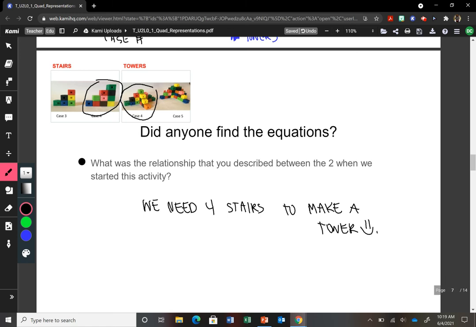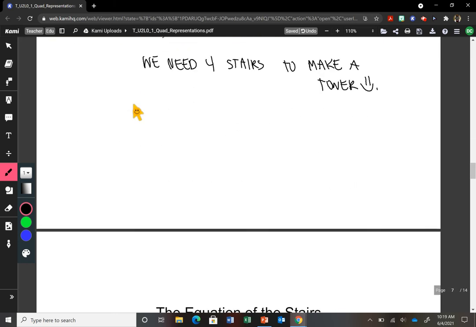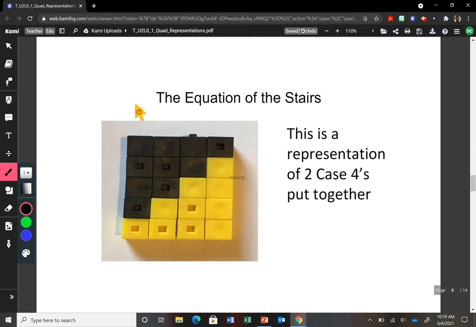All right, great job. Let's come up with the equation for the stairs, and that's going to help us come up with the equation for our towers. So we're going to look at this. This is 2 towers put together. This is 1, 2, 3, 4, 1, 2, 3, 4. So this is a case 4 example, and we're going to stick with this case 4 example to come up with our equations.